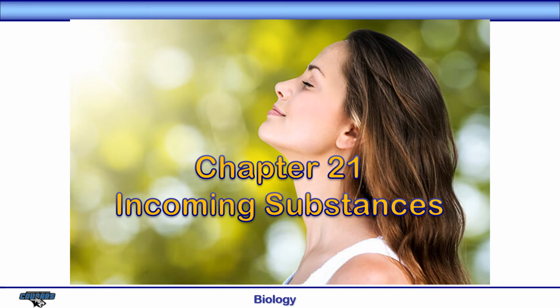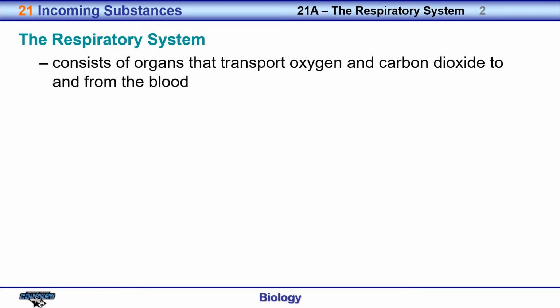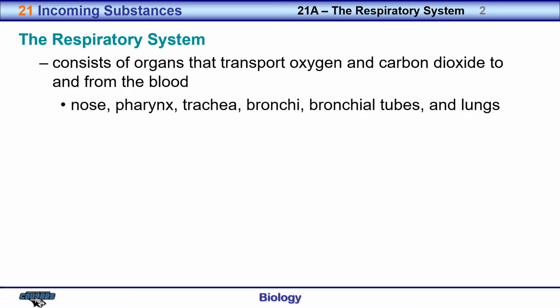Today we begin Chapter 21, Incoming Substances, and the two systems that we're going to be discussing in this chapter are the respiratory system and the digestive system. The respiratory system consists of organs that transport oxygen and carbon dioxide to and from the blood, and that is composed of the nose, the pharynx, the trachea, the bronchi, the bronchial tubes, and the lungs. So there are a lot of different structures that make up this respiratory system.